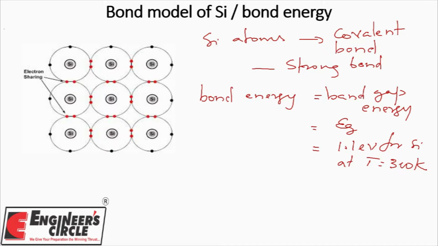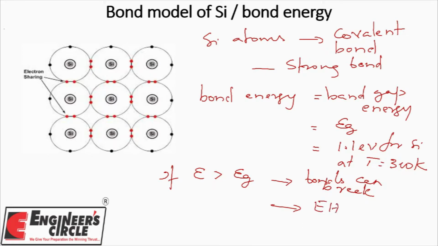So we know that if the energy E is greater than Eg, what happens is bonds can break. The bonds can break. This will generate electron hole pairs. EHP is generated.